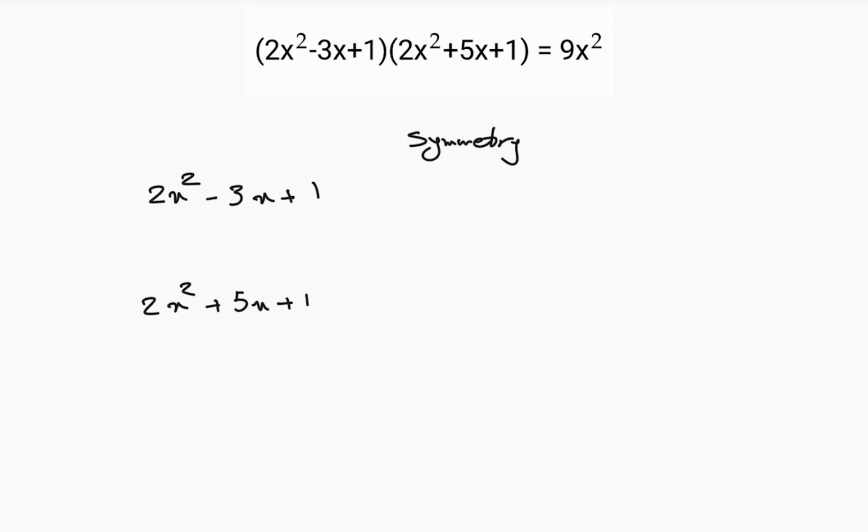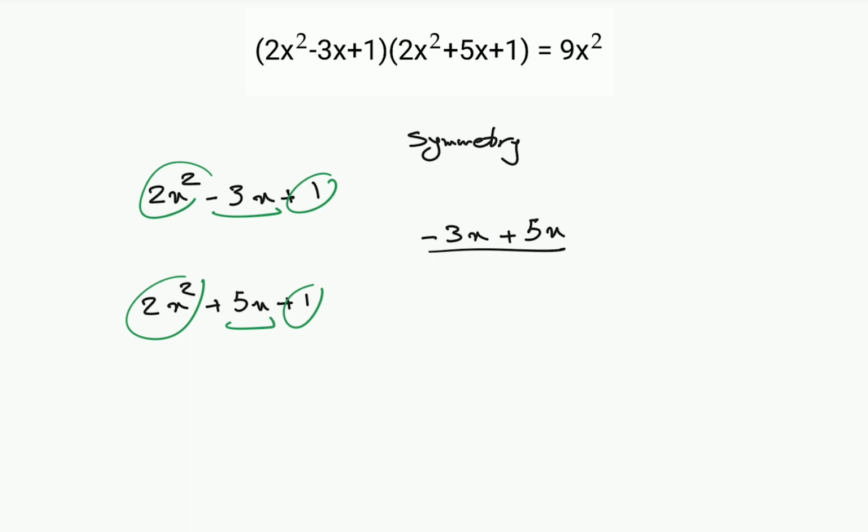We want to have something between these two expressions. So these two terms are identical and plus 1. This is what is different. So we want something between negative 3x and 5 times x. So that's 2 times x over 2, and that's x. So we have 2 times x squared plus x plus 1. And I want to call that y.